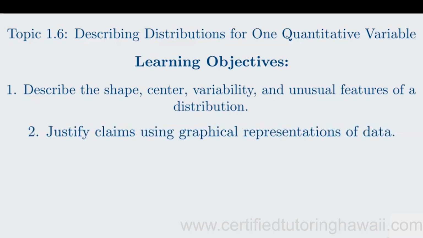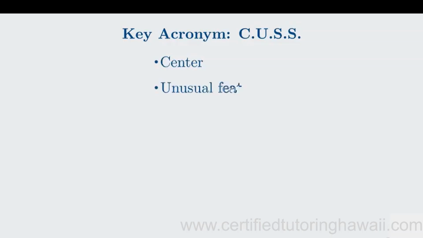By the end of this lesson, you will be able to look at a graph and tell a complete story about the data it represents. We will focus on the key characteristics that statisticians use to communicate what a dataset looks like. To remember everything we need to cover, we often use the acronym CUSS, which stands for Center, Unusual Features, Shape, and Spread. Let's break these down one by one.